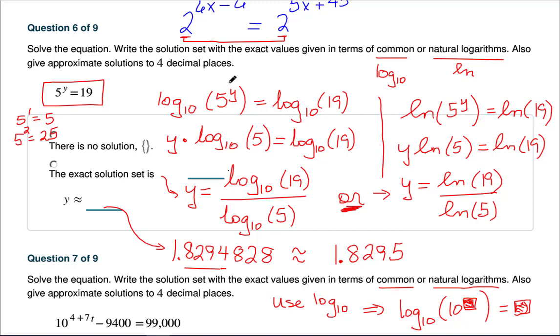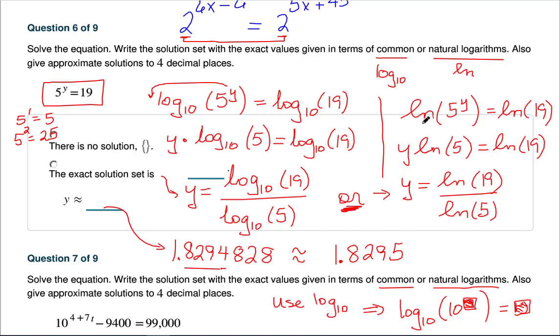By doing that, the exponent comes out in the front and I get y times log 10 of 5. Well, log 10 of 5 is a number and I can divide both sides by it. And so then I can calculate this. This looks a lot like what we did with change of base.